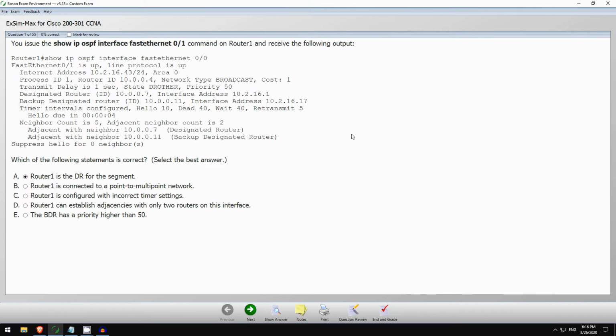Okay, here's today's Boson ExSim practice question. You issue the show ip ospf interface FastEthernet 0/1 command on Router 1 and receive the following output. Here is the output of the command, and here's the question. Which of the following statements is correct? Select the best answer. Okay, pause the video now. Read each of the statements and select the best answer.